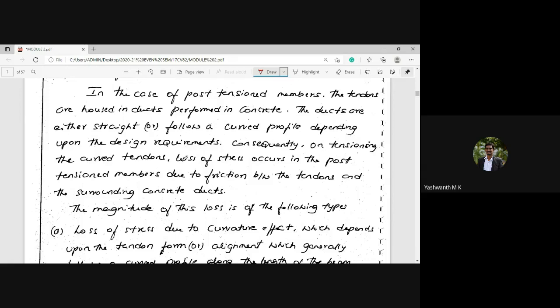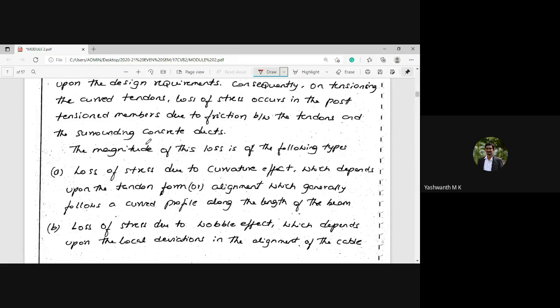Consequently, on tensioning the curved tendons, loss of stress occurs in the post-tension member due to friction between the tendons and the surrounding concrete. The friction that will be developed between the tendon, which is going to get bonded to the surrounding concrete, so between these two materials the friction will undergo some losses. So this is the loss of prestress due to friction.